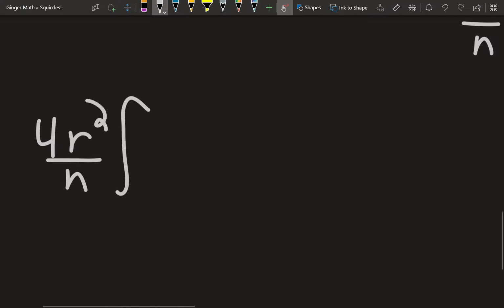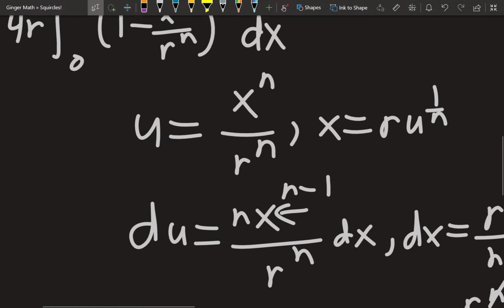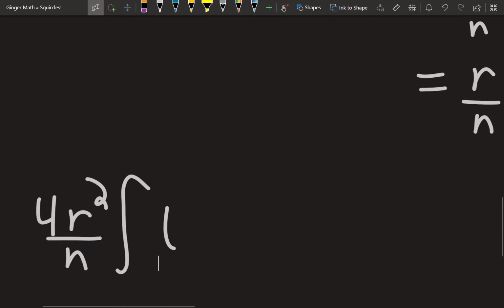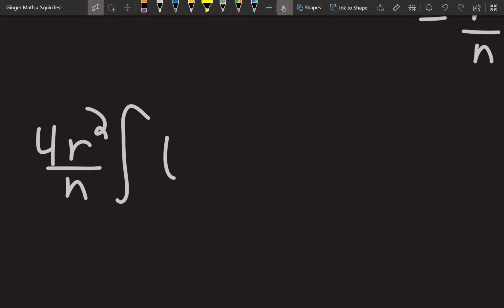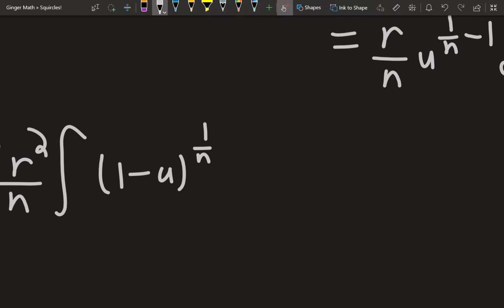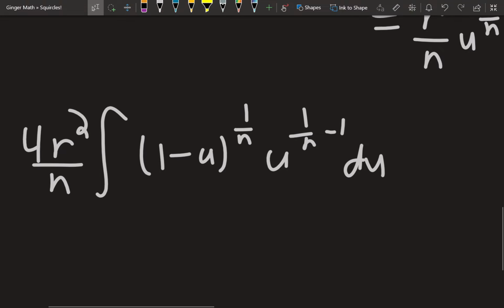And if you remember, we had an x to the n over r to the n right here. Well, that was just our u, right? So we're going to just have 1 minus u to the 1 over n times r u to the 1 over n minus 1 du. Okay, this is our integrand. Now we just need our bounds.